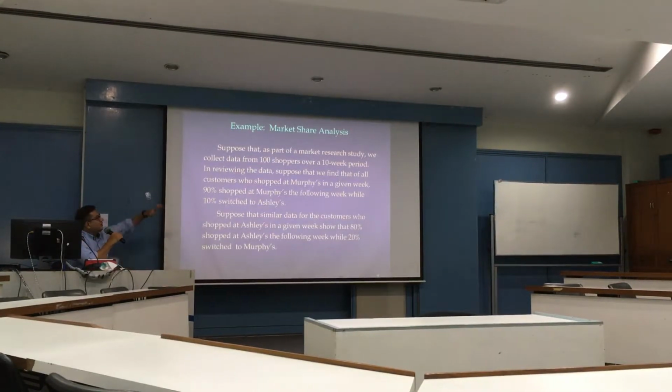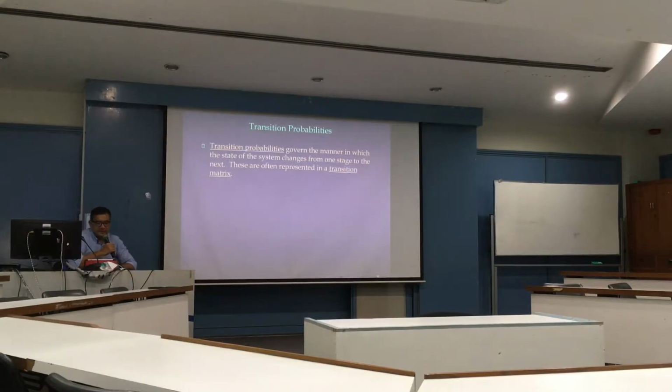On the other hand, based on your data as well, you find that with the same data, of the customers who shopped at Ashley, for the next week 80% still shop at Ashley and 20% shop at Murphy. In this case, these probabilities are called transition probabilities, the probabilities that describe the change of the state of the system from one period to another, say from period n to period n plus 1.